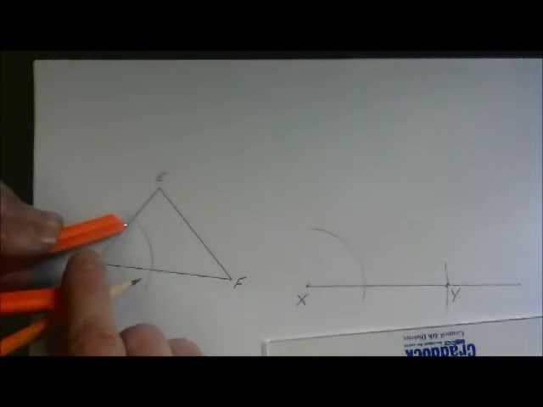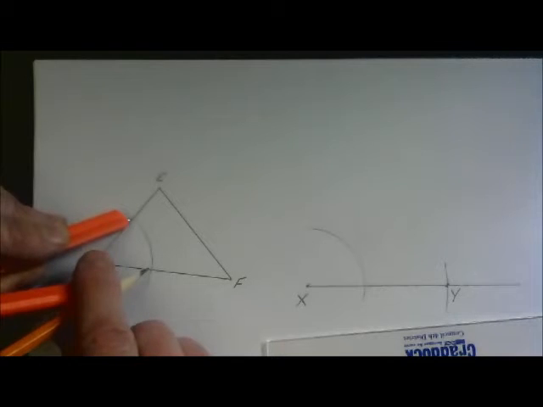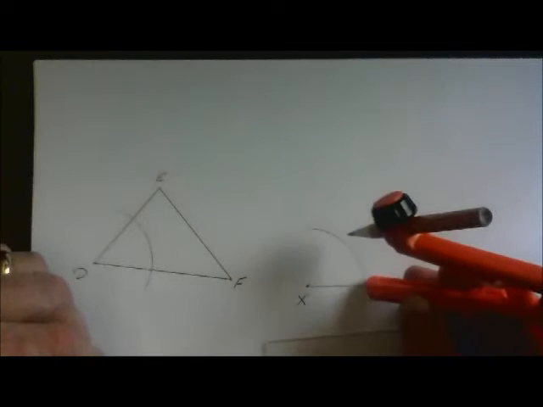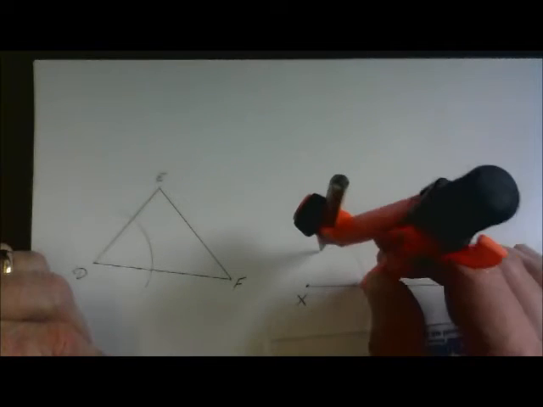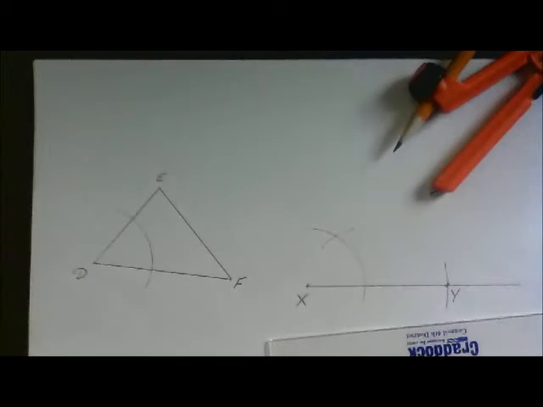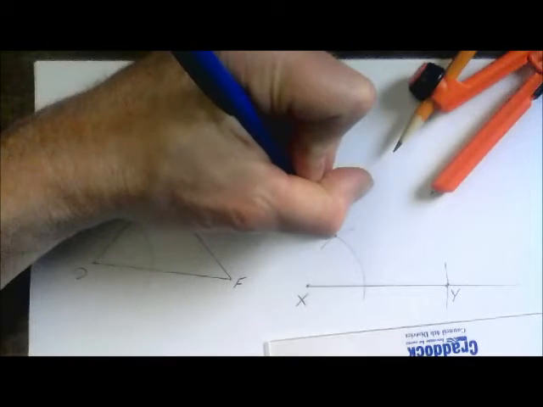And now what we're going to do is move to the left triangle and copy the distance of the arc to the two intercepted legs of the triangle, and we're going to copy that to the intersection point of the arc on our long ray.